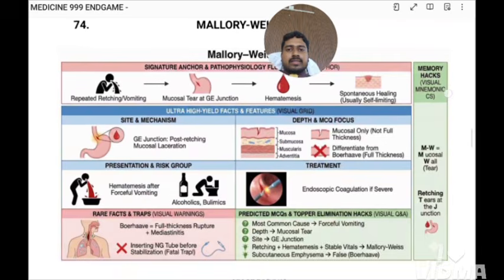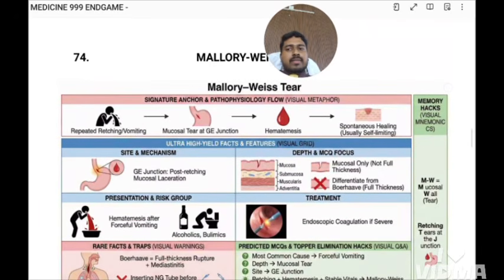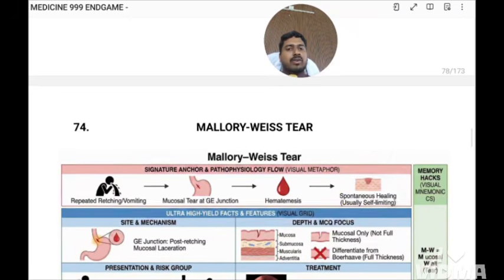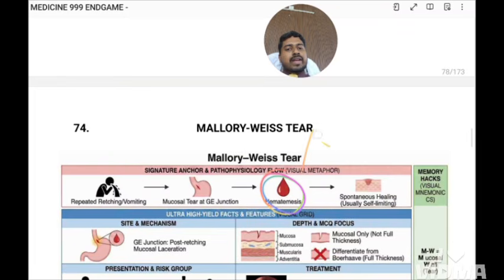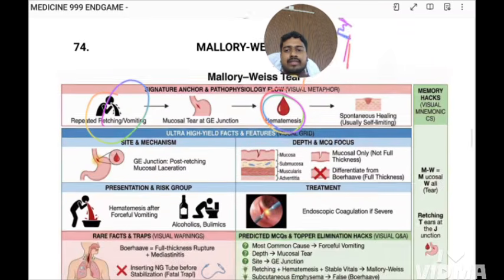So all these things I have explained, I won't go to those again. Next we'll see Mallory-Weiss tear. So when there is repeated vomiting and repeated retching, what is retching? Retching is a feeling of vomiting which precedes expulsion of content. So that is called retching. That will cause a mucosal tear at the gastroesophageal junction, because of which there will be hematemesis, and it is usually self-limiting and will spontaneously heal.